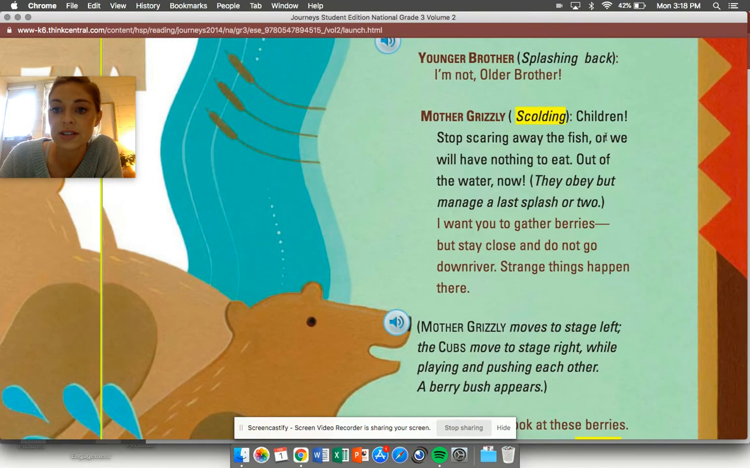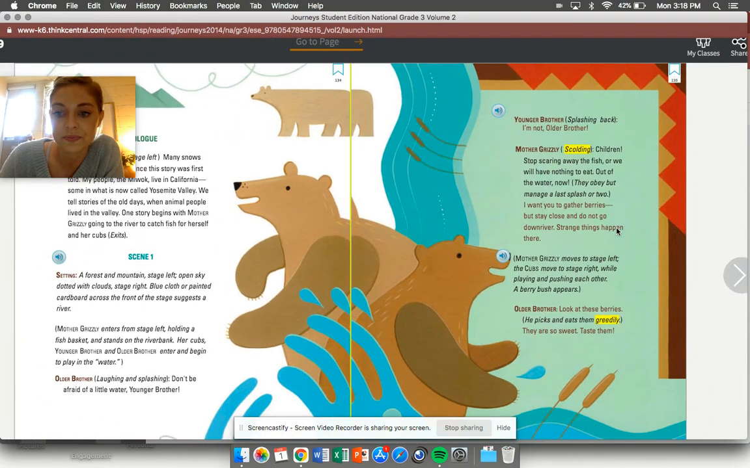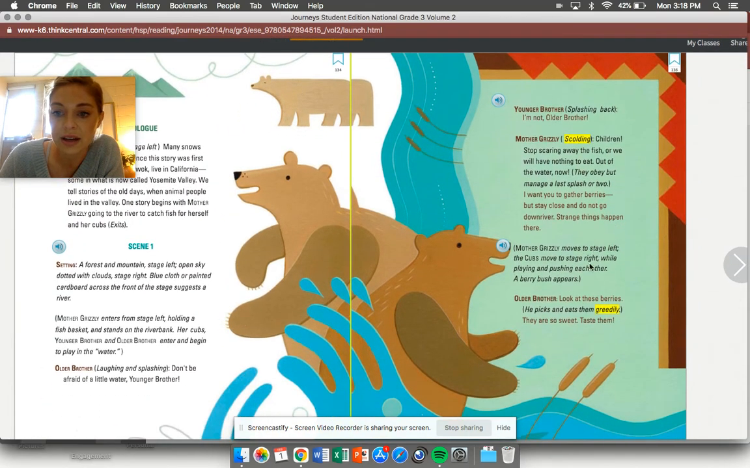Right here, she says, "Children, stop scaring away the fish or we will have nothing to eat. Out of the water now. I want you to gather berries, but stay close and do not go down river. Strange things happen there." So then the cubs move to the river on the stage, and they start picking berries.